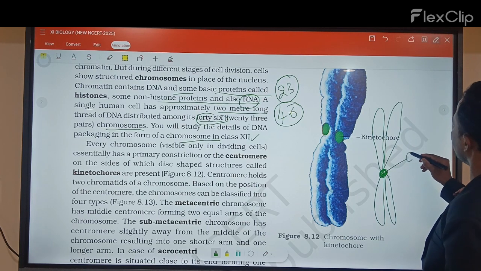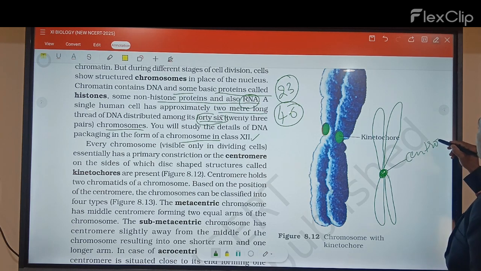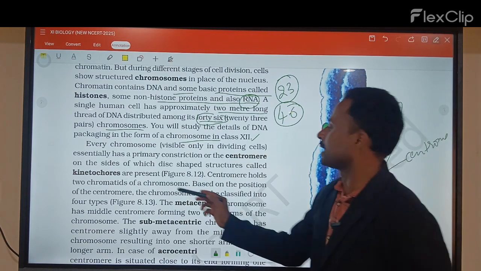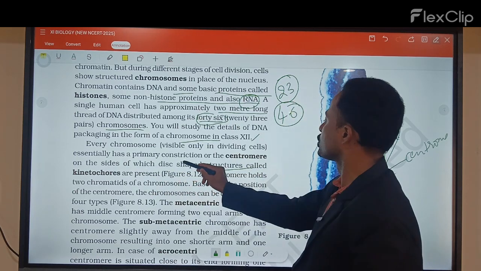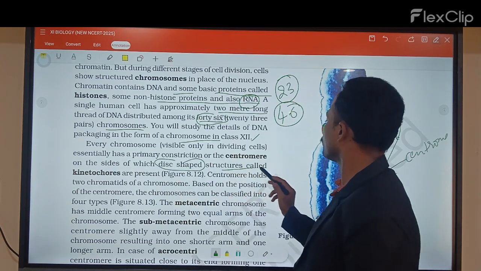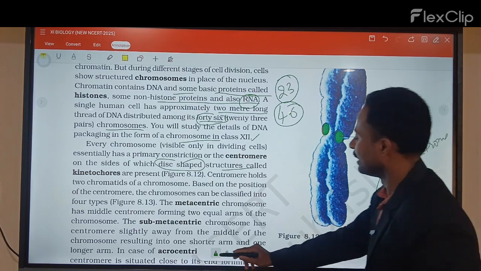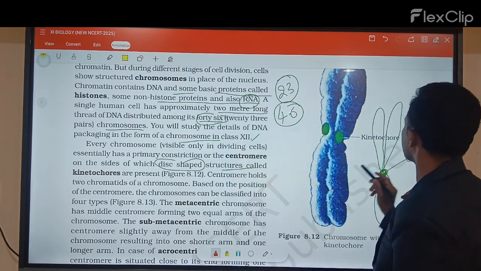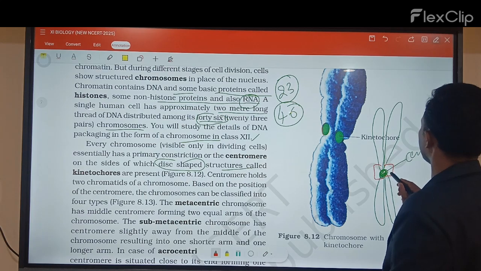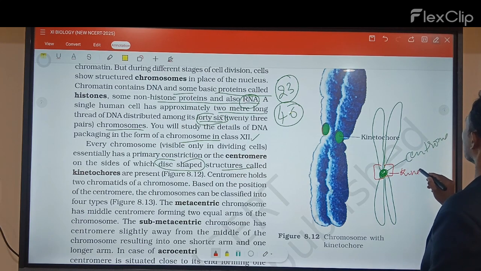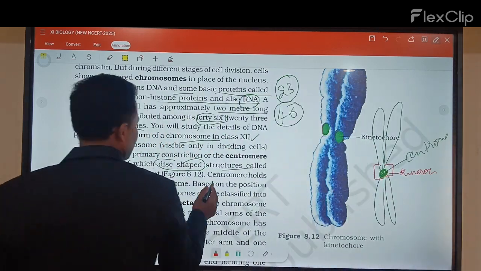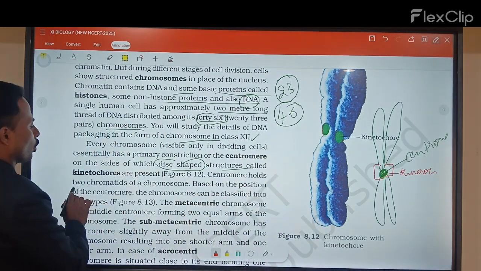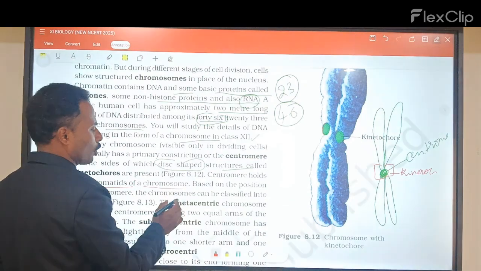It is the centromere. And on the side of it, a disc-shaped structure is present. That is called what? Kinetochore. So here, one disc-shaped structure is present, and that is the kinetochore. Now the centromere holds the two chromatids of the chromosome.